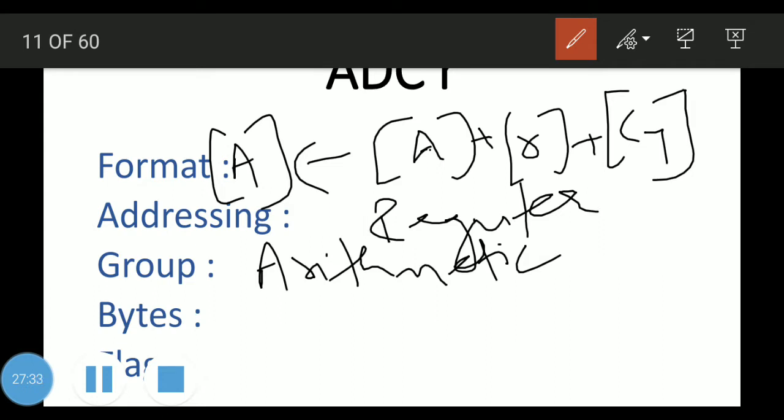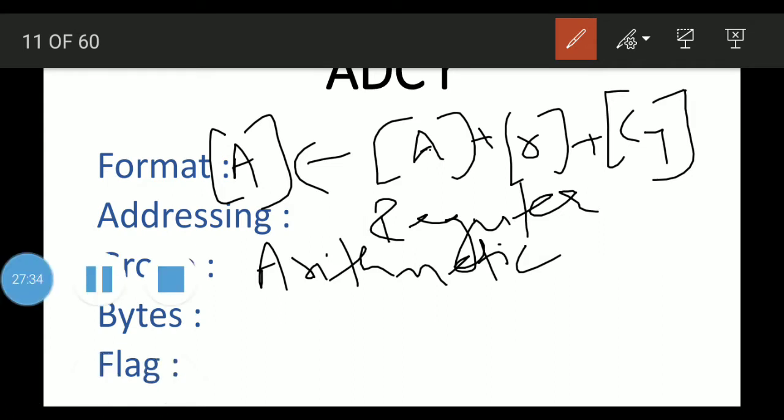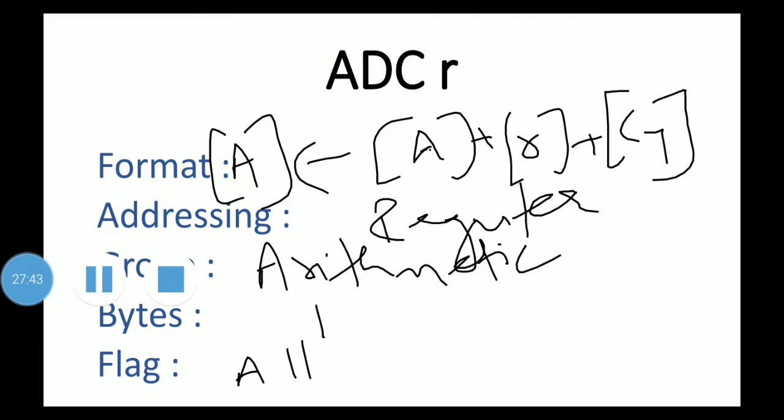Flags: how many bytes is it? It is a single byte. All contents of flags are affected. Let us see one example on this instruction. Students, at the end I am going to give programming also, so please read all these instructions carefully, then only you will be able to write a program on the 8085 microprocessor.